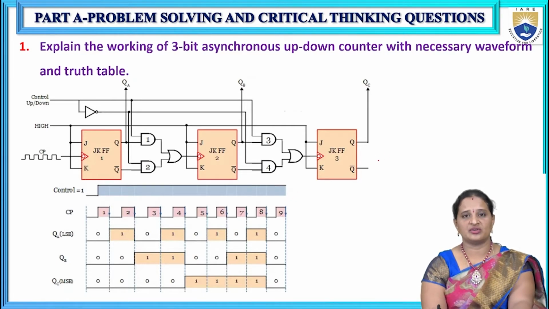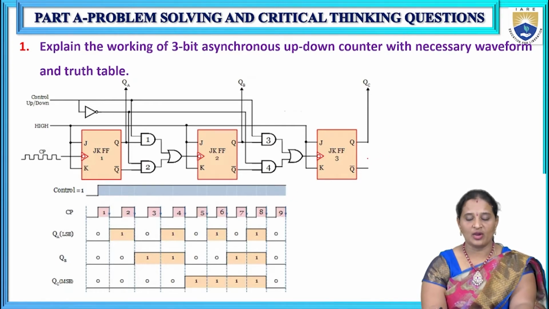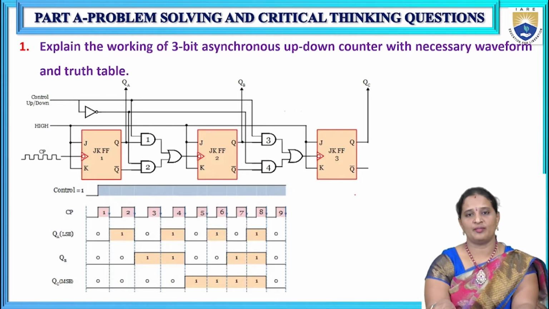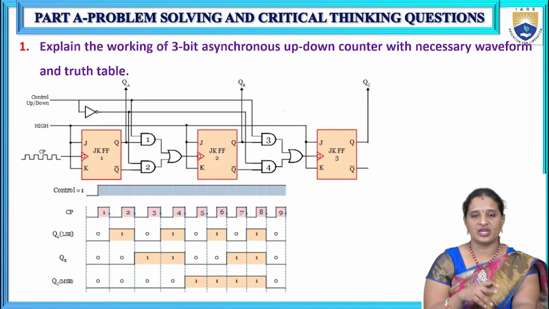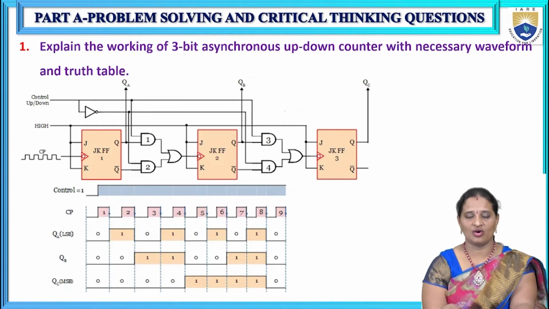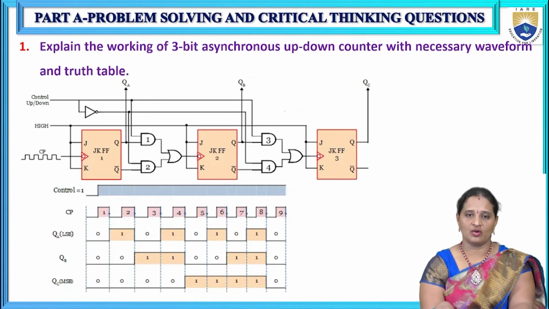This is the logic circuit of the 3-bit asynchronous up-down counter. What do you mean by an up-down counter? You have to mention that point also. The counter which can perform up counting as well as down counting, or else the counter which can count in the incremental and decremental order, such a counter is said to be an up or down counter.